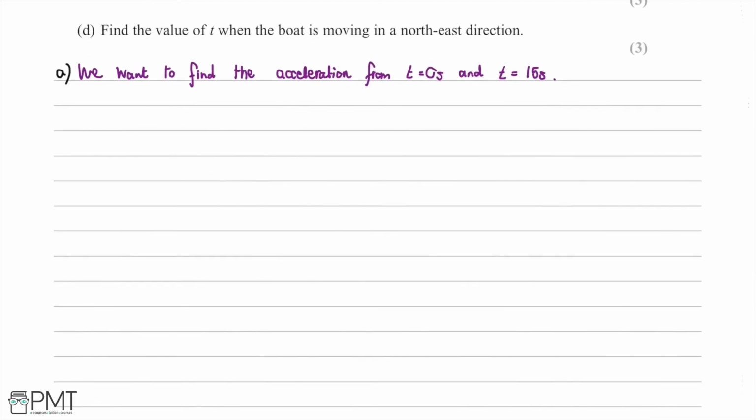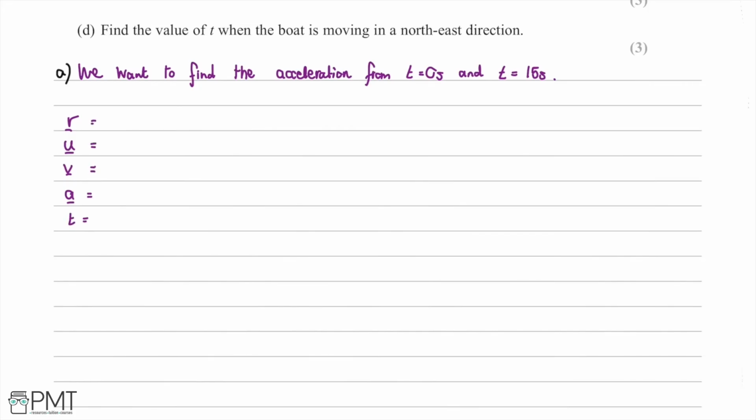So what we want to do, we want to find the acceleration from t equals 0 to t equals 15. So how do we do this? We can use our equations of motion. So we'll first write down all of our variables. So we have displacement, initial velocity, we have acceleration, and we have time, which is a scalar.